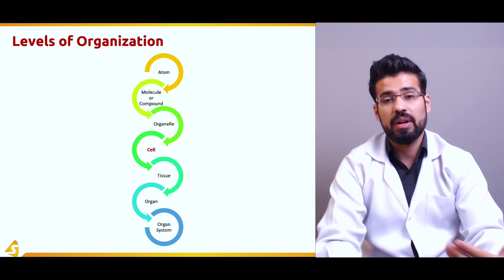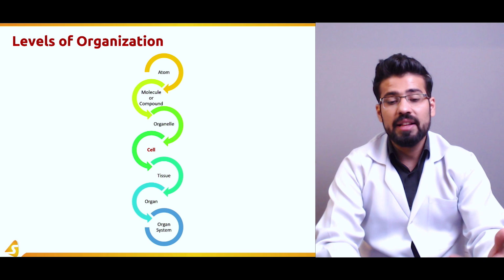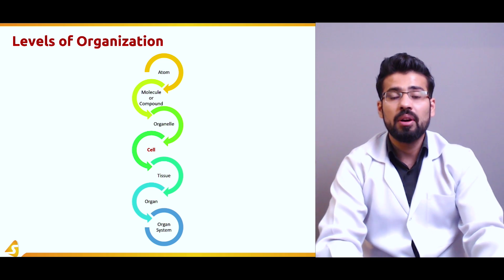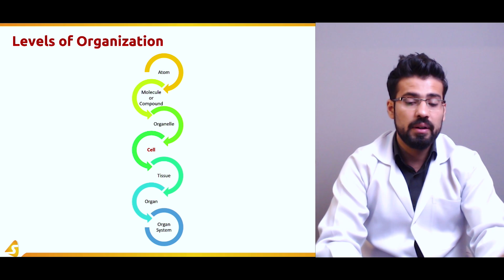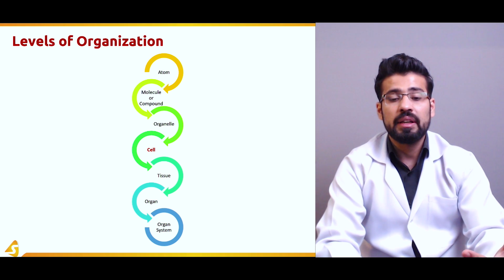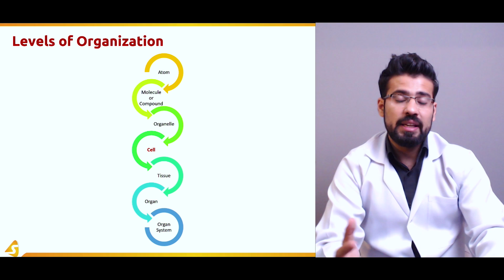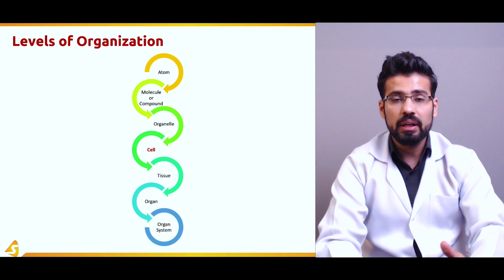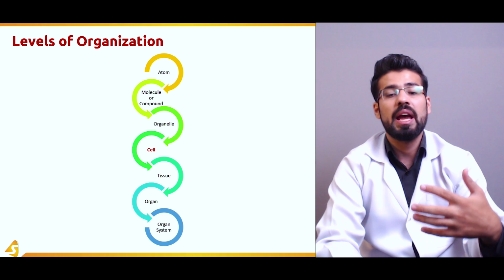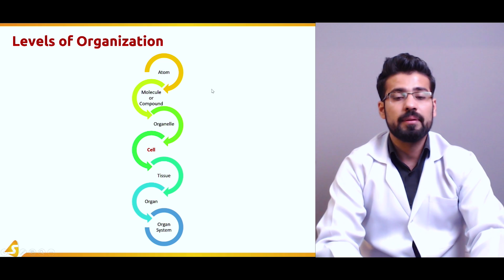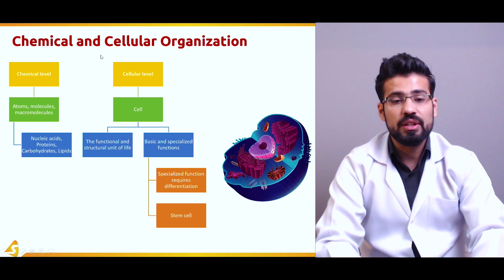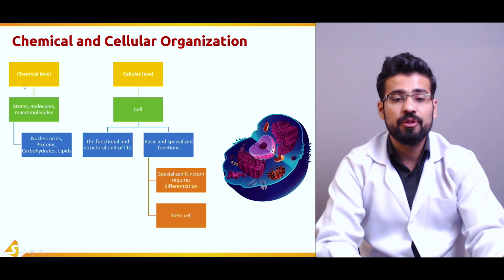The cells then unite to form the tissues, and the tissues combine together to form a particular organ. Take an example of the liver. Now these organs work in harmony to produce the organ systems, and these organ systems hence make a body.